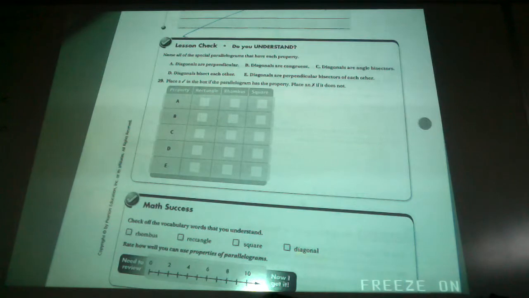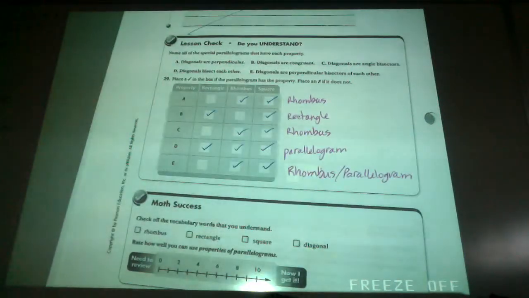All right, you ready? Let's see how you did. And then I wrote next to this where that particular characteristic came from, where it started from.